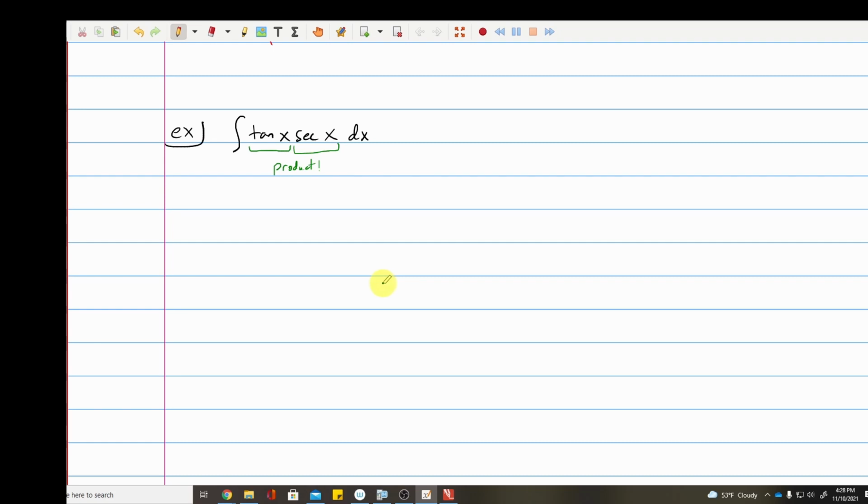The key here is to recognize that tangent x times secant x is the end result of differentiating something that we know. So this gets back to a basic rule where I can say, if I know a derivative, I can think about that backwards as an integration rule. So if I think of the derivatives of the different trig functions, let's make a little table of trig functions and their derivatives.